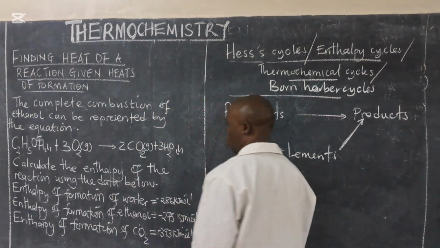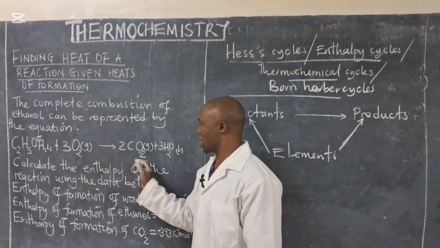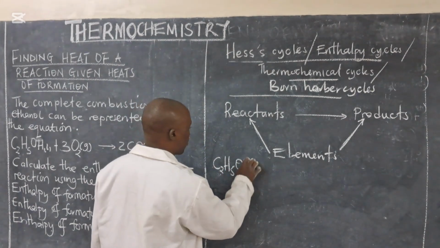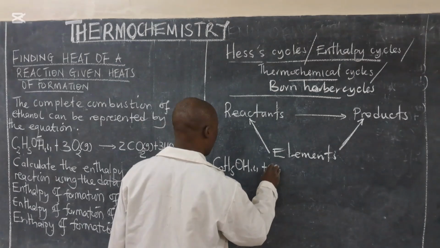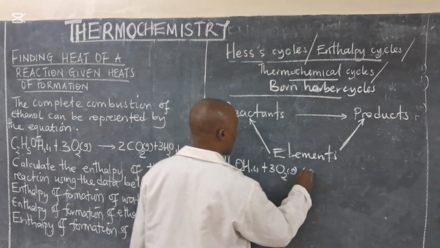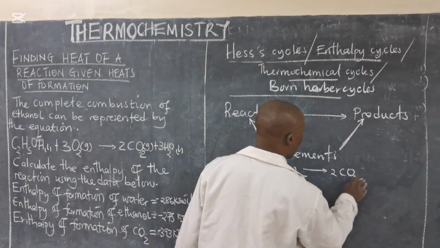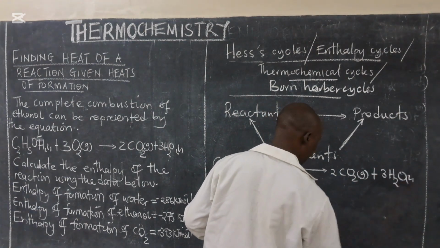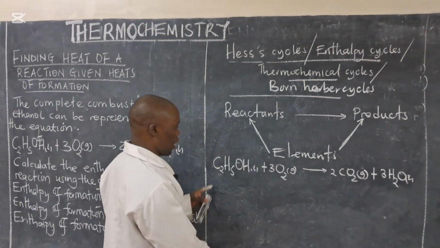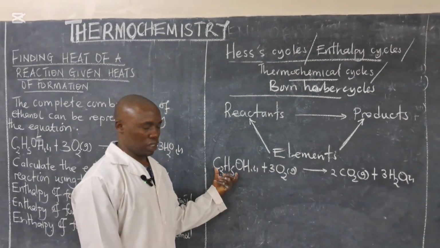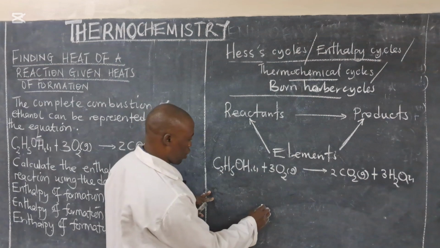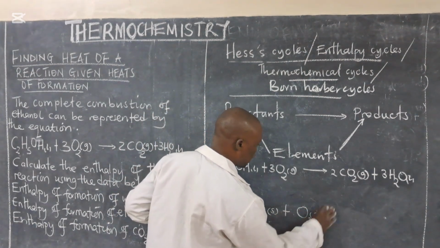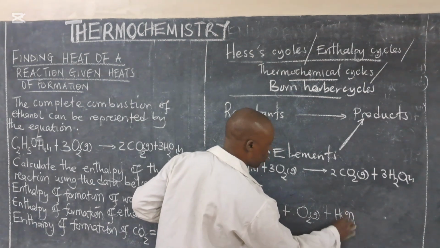Now, we look at our question here. We are given ethanol, this and that, so we transpose that. So this is C2H5OH liquid plus 3 O2, giving us 2 CO2 plus 3 H2O. Now the elements we can check on the compounds. Here I have ethanol. Ethanol is formed from carbon, which is a solid, oxygen, which is a gas, and hydrogen, which is also a gas.